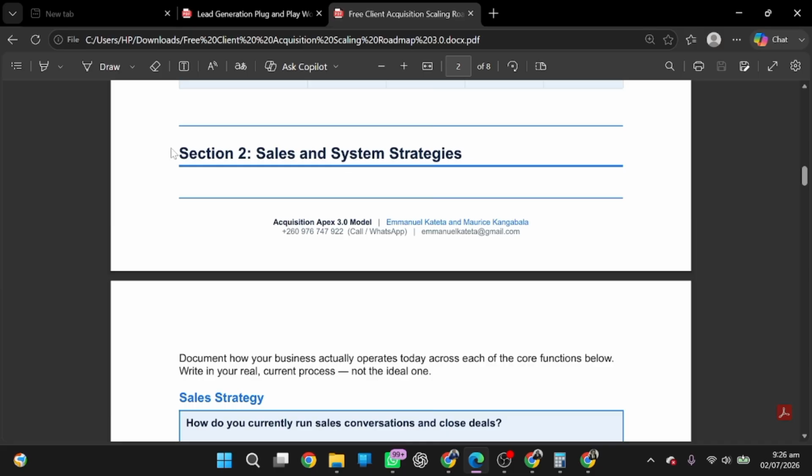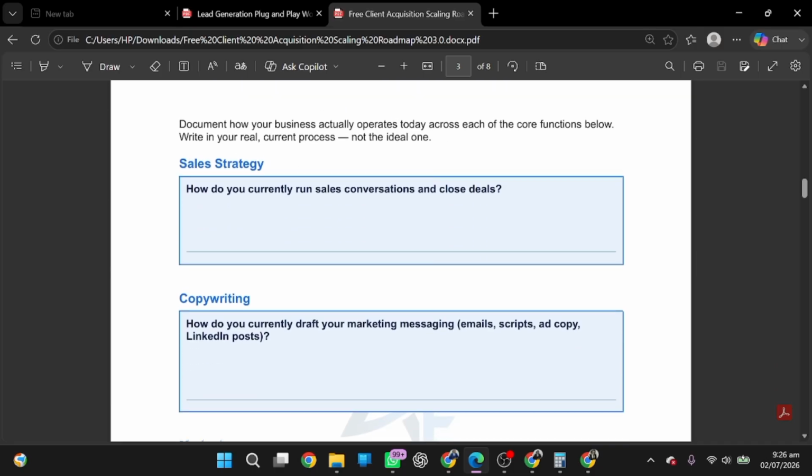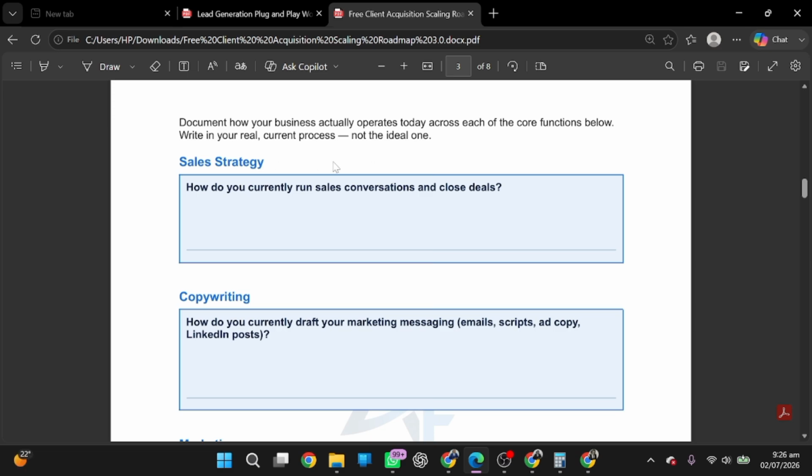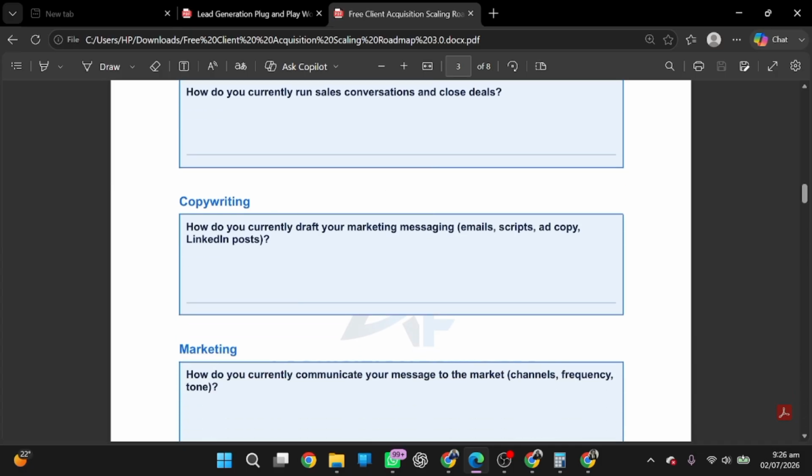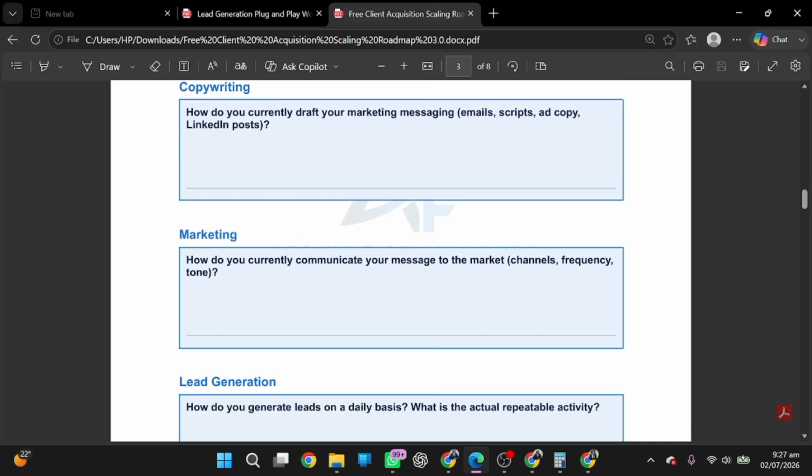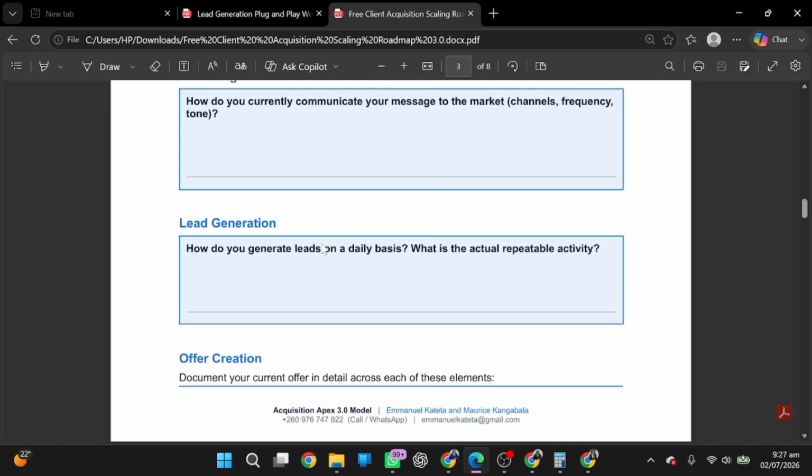The second section is going to show you the sales and system strategies. What exactly are you doing in terms of your sales strategies, right? You explain how you currently run sales conversions and close deals. What's the exact process? Copywriting: how do you currently draft your marketing messaging, your email messaging, your scripts, your ad copy, your LinkedIn posts, and everything? Your marketing: how do you currently communicate your message to the market? What channels are you using, what's the frequency, and what's the tone? All of that data goes here.